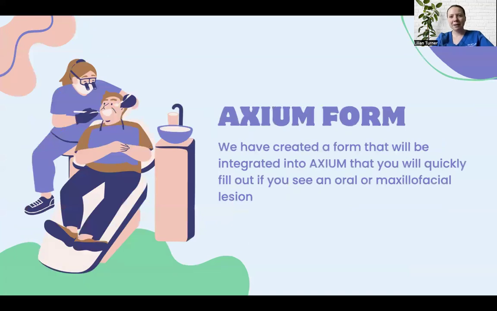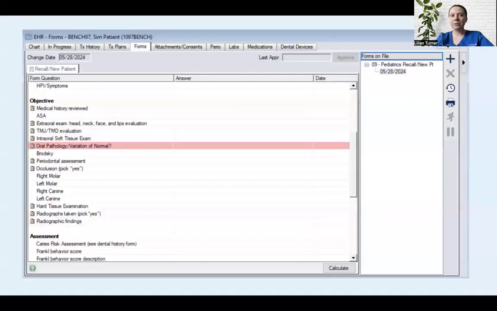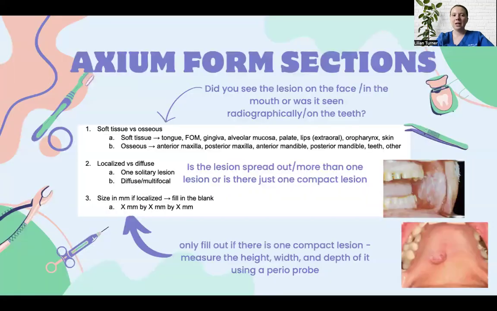So how are we going to be keeping track of all of this? We're going to be using an Axiom form. So we've created a form in Axiom that you'll quickly fill out if you see something that's an oral maxillofacial lesion or it's a variation of normal. So this is what it looks like. We use the 09 pediatric recall or new patient form for every patient that we see in the peds clinic. It is now included in it. So that bright red line that says oral pathology / variation normal, you will fill that out every time.